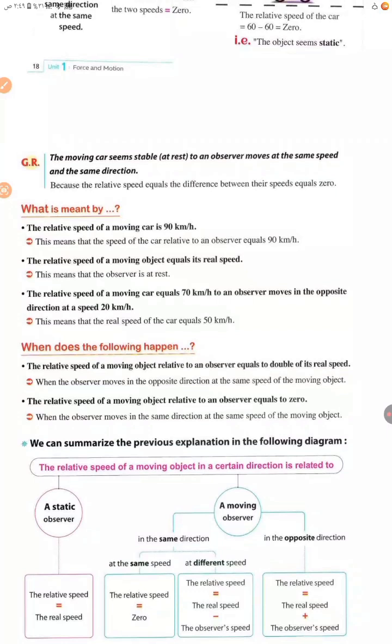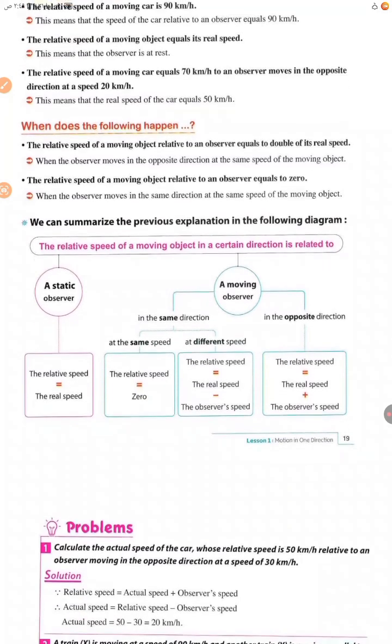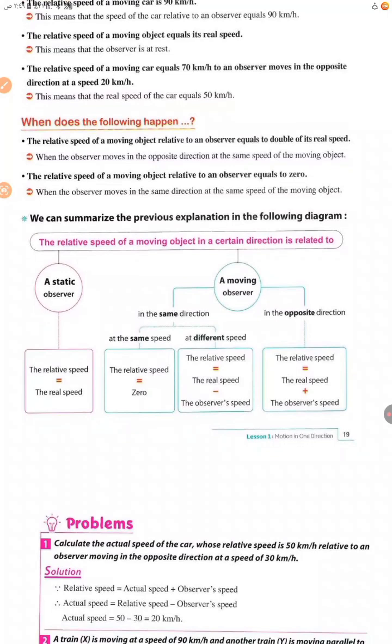The moving car seems stable, at rest, to an observer who moves at the same speed and in the same direction, because the relative speed equals the difference between their speeds, which equals 0. What is meant by the relative speed of a moving car being 90 km per hour? This means that the speed of the car relative to an observer equals 90 km per hour. The relative speed of a moving object equals its real speed. This means that the observer is at rest.